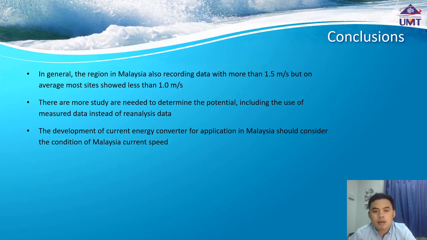More studies are needed to determine the potential, including the use of measured data instead of reanalysis data. The CMEMS data is reanalysis data. The development of current energy converters for application in Malaysia should also consider the condition of Malaysia's current speed, which is below 1.5 meter per second.